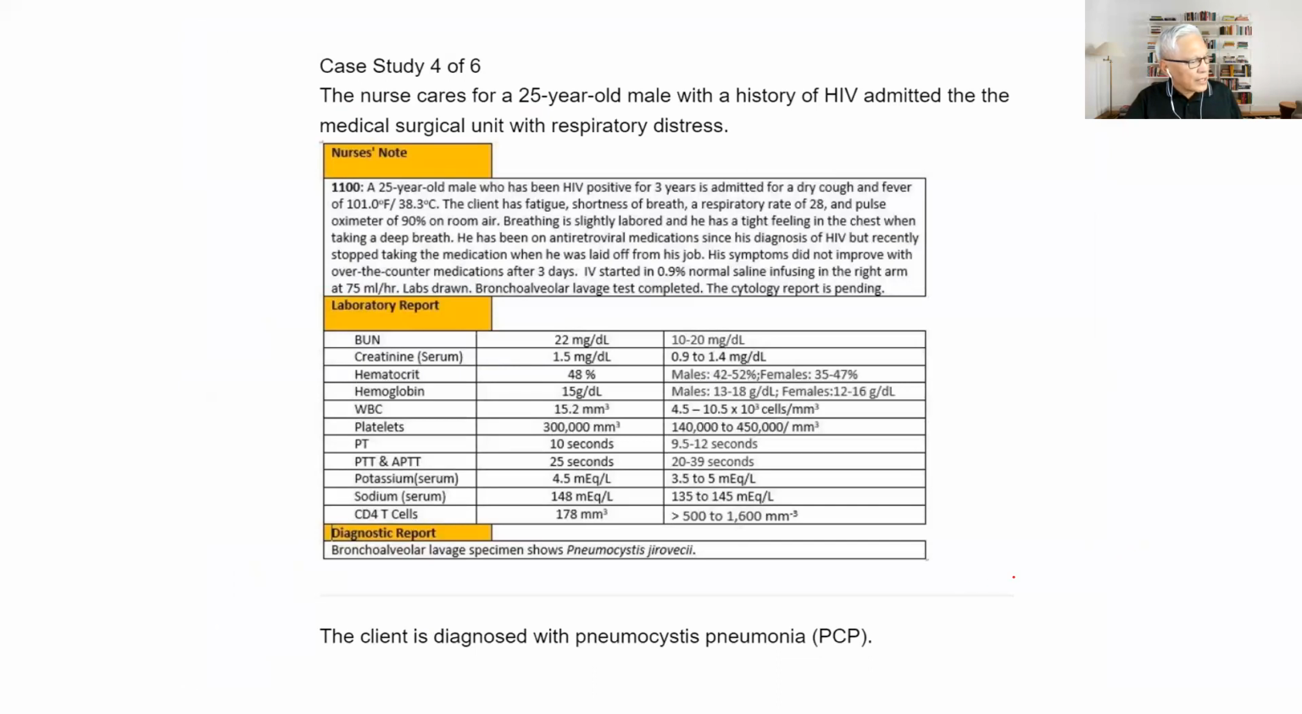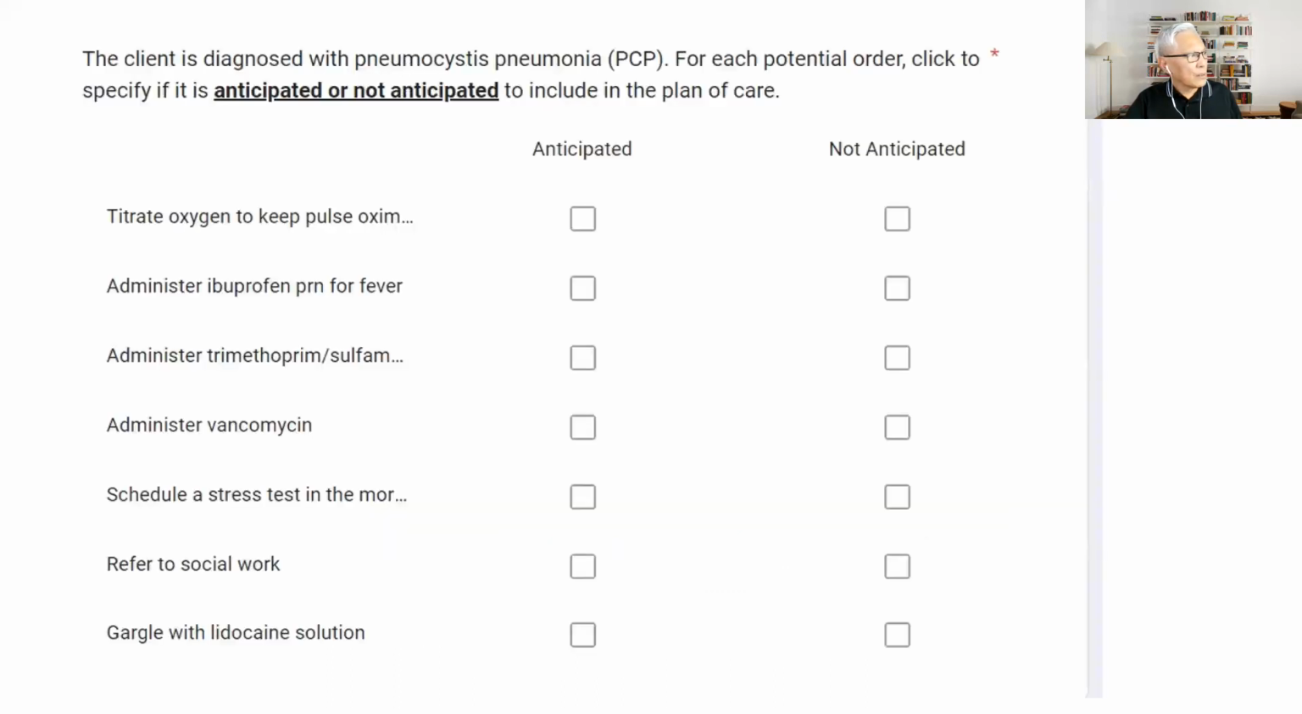So the client is diagnosed with PCP. The bronchoalveolar lavage shows Pneumocystis jirovecii right here, which means that he is positive for PCP. So our next question is, the client is diagnosed with Pneumocystis pneumonia. For each potential order, specify if it is going to be anticipated or not anticipated. So let's answer this one.